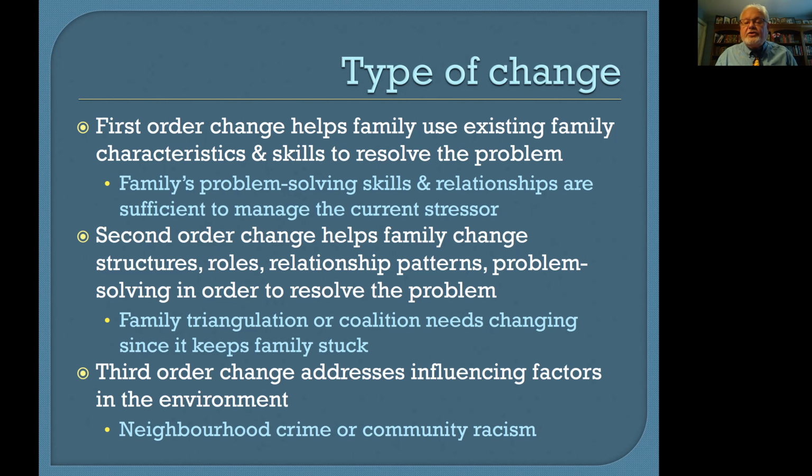Third order change addresses influencing factors in the environment. And this is something that is more recent in terms of being discussed. But neighborhood crime or community racism, when they affect the family's presenting problem, may need to be addressed in some way. At least, how is the family going to cope with it if there's no way to change that? But it needs to be part of the process.